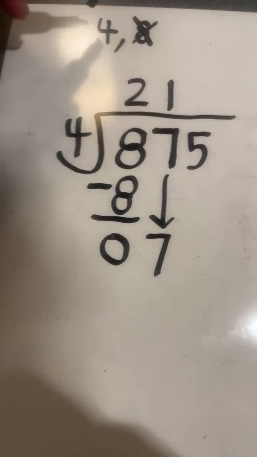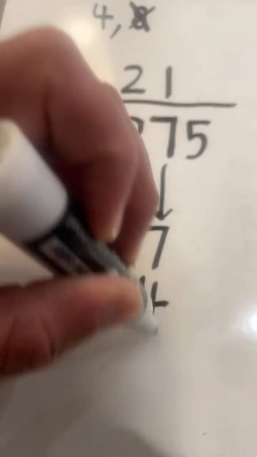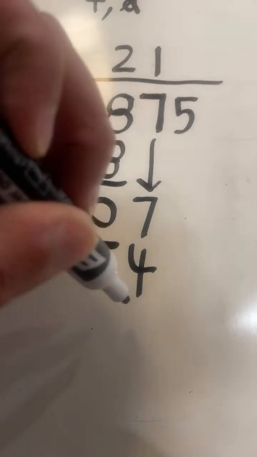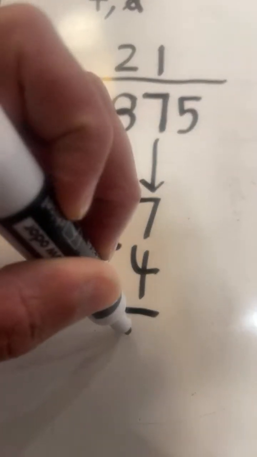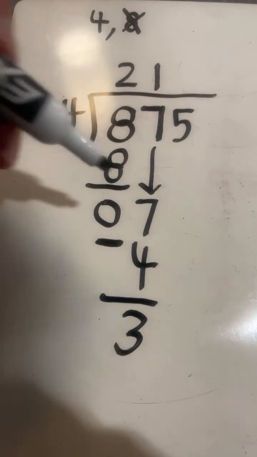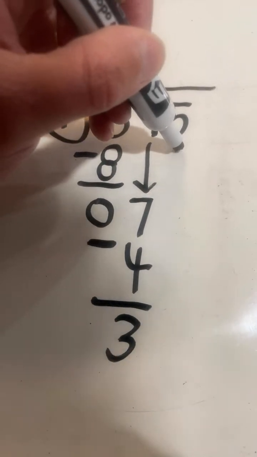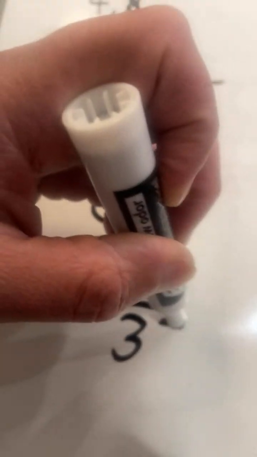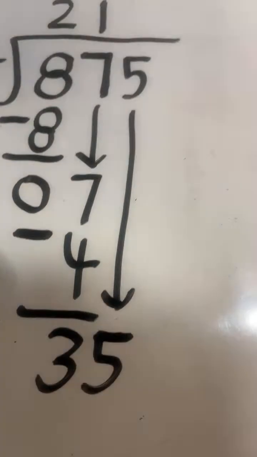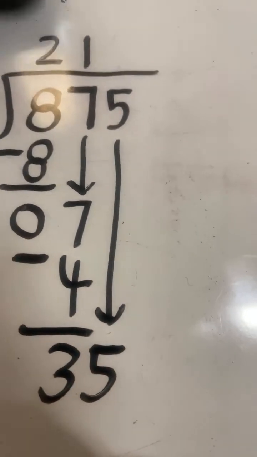When we were counting by 4s, 4 was the closest we could get to 7 without passing it. So 4 is what we need to subtract to find our remainder. 7 minus 4 equals 3. Next step, we have to bring down the 5. That 3 becomes 35. So next, we have to figure out how many groups of 4 can fit into 35.